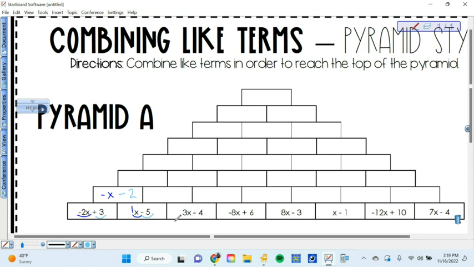Okay, and now I'm going to look at these two boxes. So x minus 5 and 3x minus 4. What are my like terms? So what's x and 3x combined together? And negative 5 and negative 4 combined together? Negative 9.